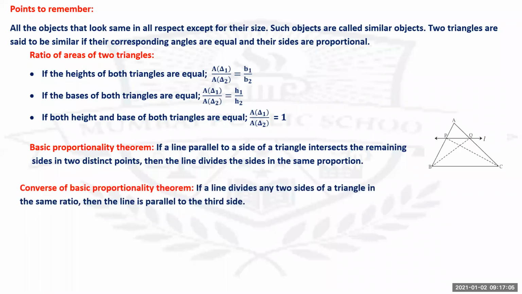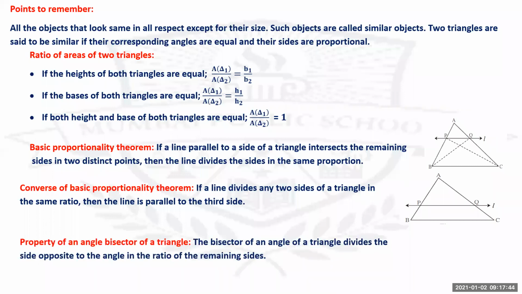Next is the converse of the basic proportionality theorem. Now, what does this theorem state? If a line divides any two sides of a triangle in the same ratio, then the line is parallel to the third side. This is the figure of this. You are given triangle ABC. Okay, PQ is the line. Oh, sorry, a line L divides AB and AC, or say intersects AB and AC at points P and Q.